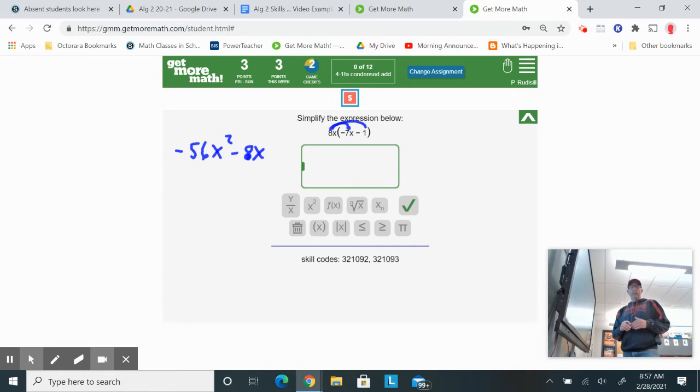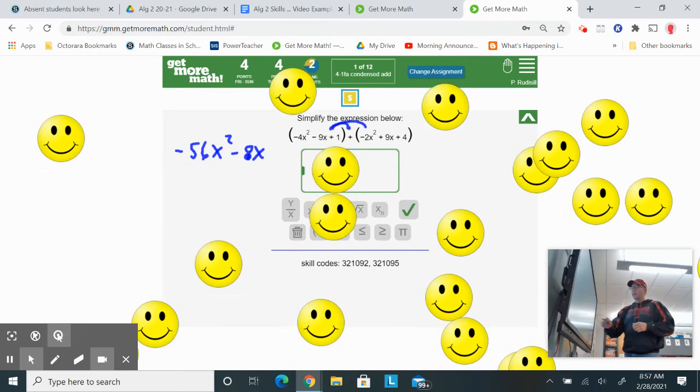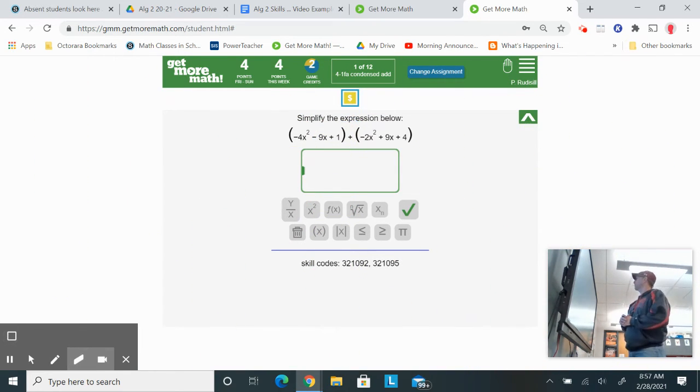Now to type it in, remember your exponents and negative signs, so let me pause and do that. Negative 56x squared minus 8x. It's written in descending powers, which is what we call standard form. So when you're done with an answer, you want to put things in standard form so they're in an organized fashion. So here we go. Let's go to the next example.